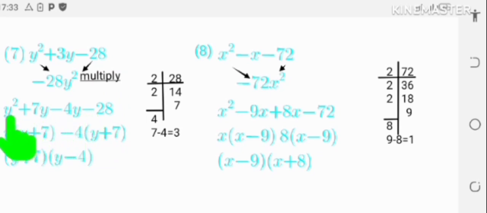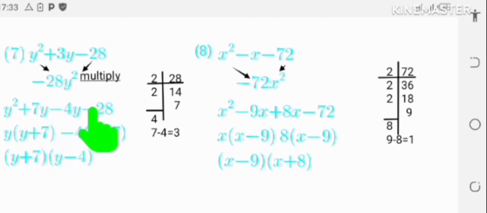After that, we need to look for anything that can divide y squared and also divide 7y. That is no other thing but y. You know, y squared divided by y will give you what? Y. And 7y divided by y will give you 7. If you expand this bracket, you are going to get everything that is here.